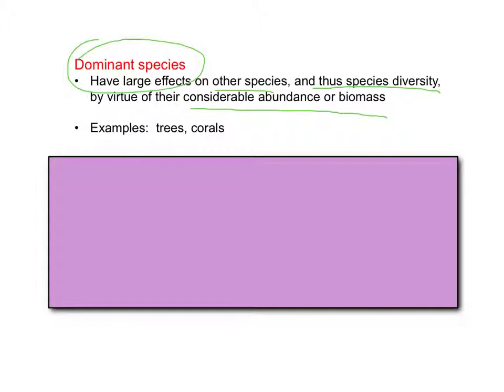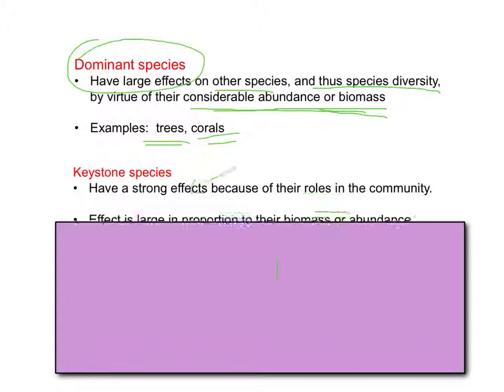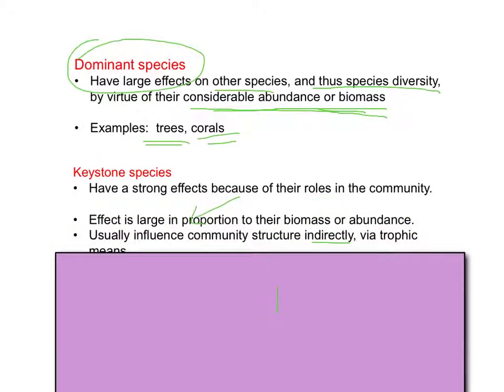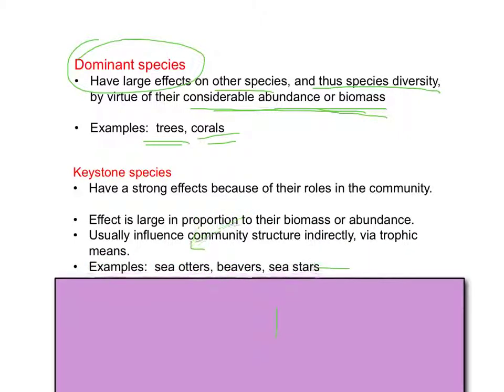So there's just dominated by that kind of organism within a community, such as trees. A forest is just dominated by trees, or coral reef ecosystems are dominated by corals. So the abundance or biomass of the species is what's having such a big effect on the community. And this is in contrast to what we call these keystone species that have a strong effect on communities because of the roles that they play. So they may not be in very high abundance, right? Their effect is in large proportion relative to their biomass or abundance.